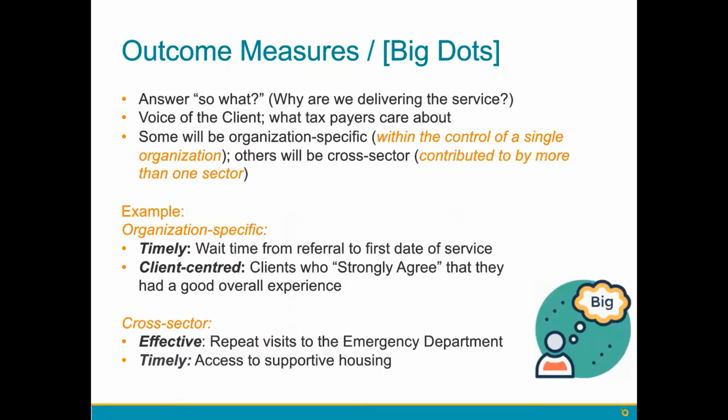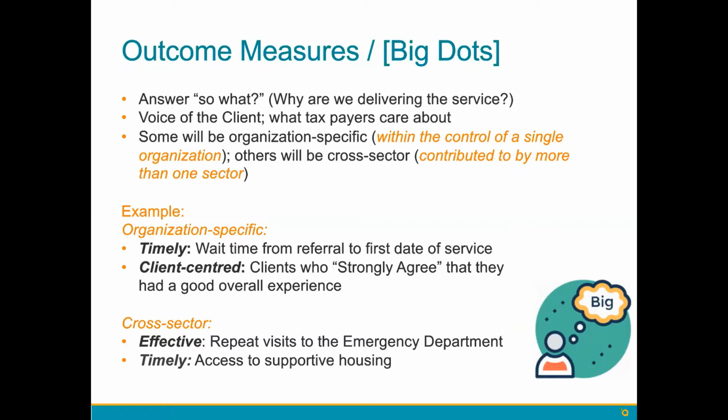So outcome measures, sometimes we refer to those as the big dots, or where we're trying to get to. And as I mentioned, they become aim statements down the way. So they really are the so what. Why are we delivering the service? What is it we're trying to do? What matters to the people who use our service? What is important to them?